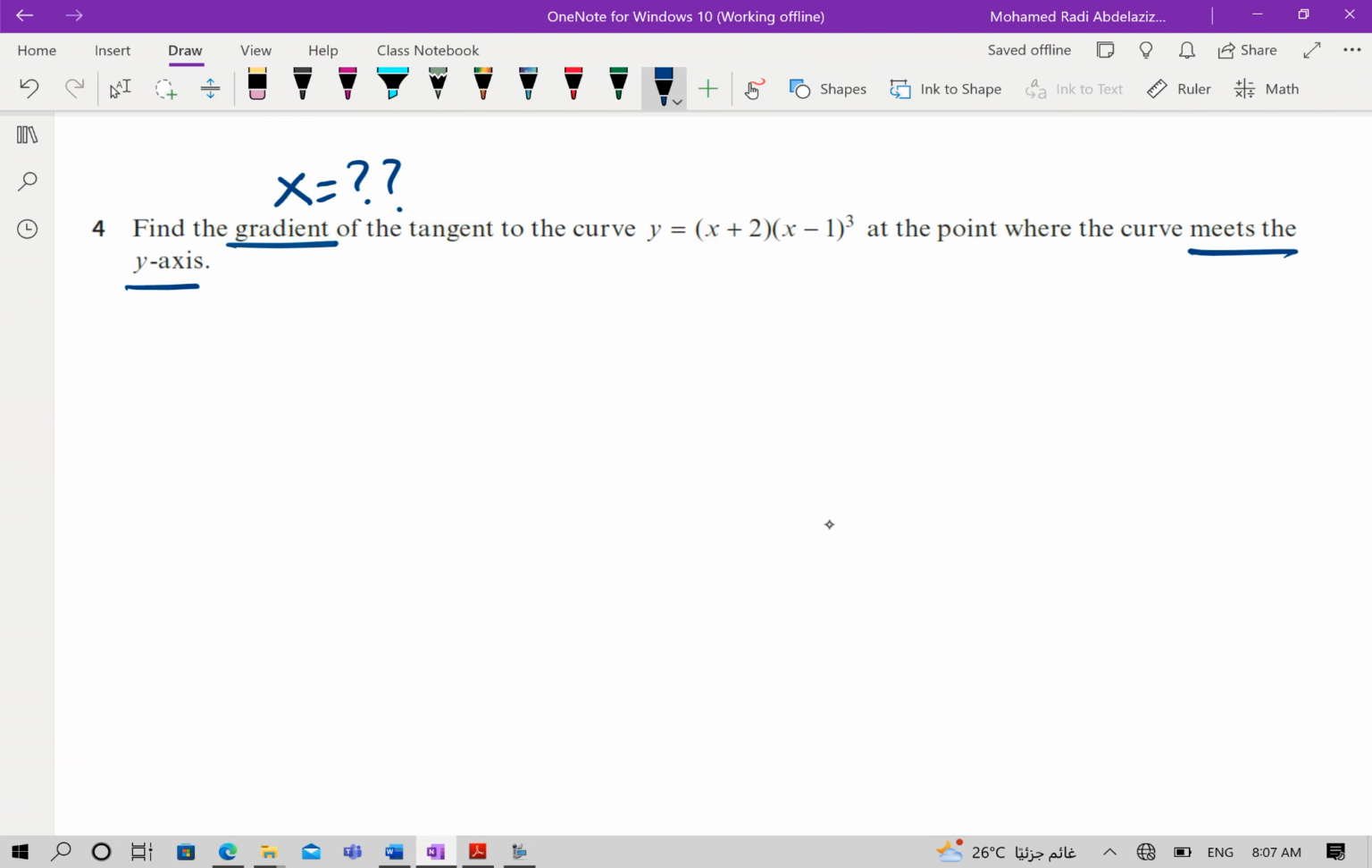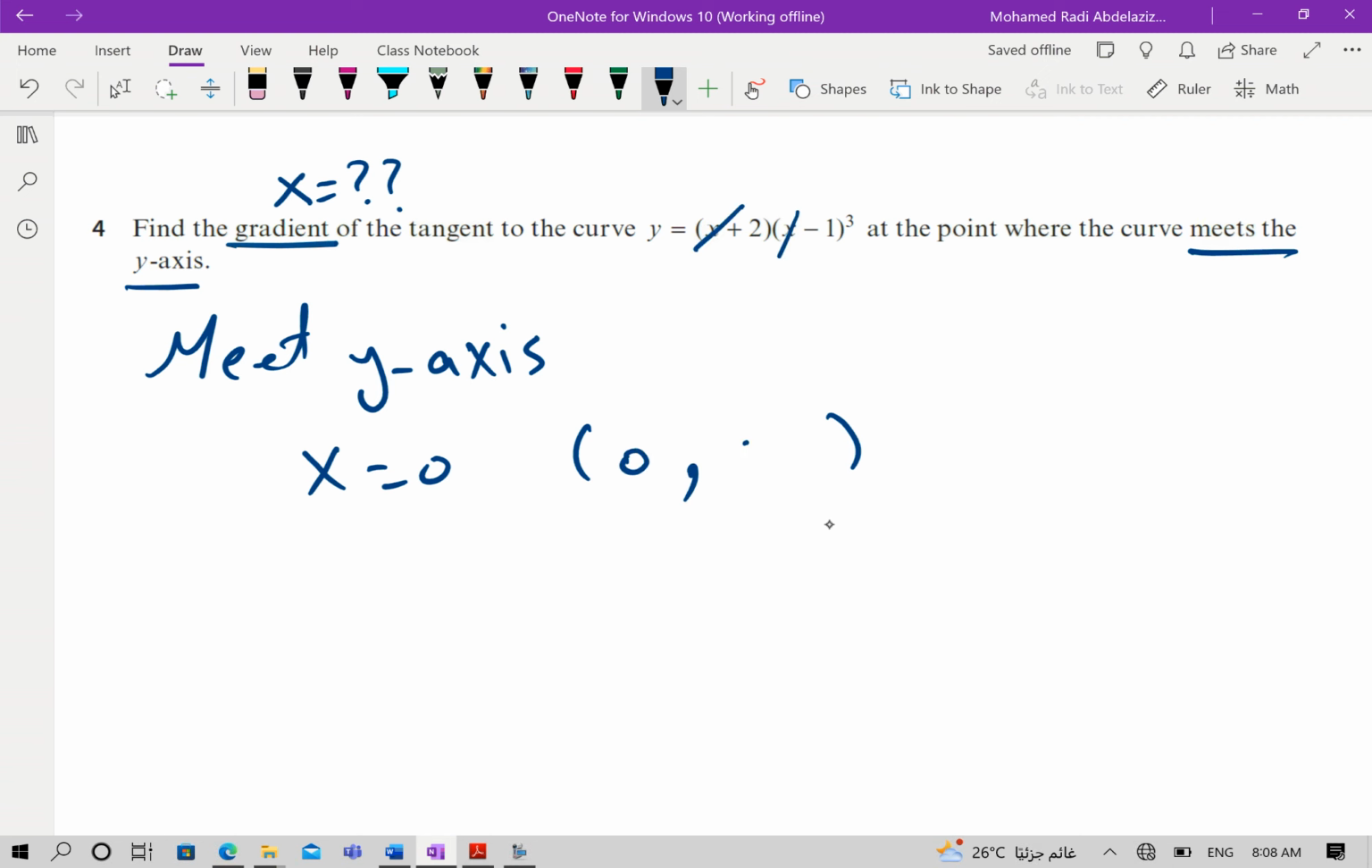Where does the curve meet the y-axis? When the curve meets the y-axis, x is equal to 0. So just substitute x equals 0 after differentiating. What is the point of intersection with the y-axis? If you substitute x equals 0, your answer will be 2, right? Sorry, negative 2, I think. If you substitute 0, this will be 2, and 0 minus 1, all to the power of 3, will be negative 1. So the answer will be negative 2. So differentiate and substitute x equals 0.